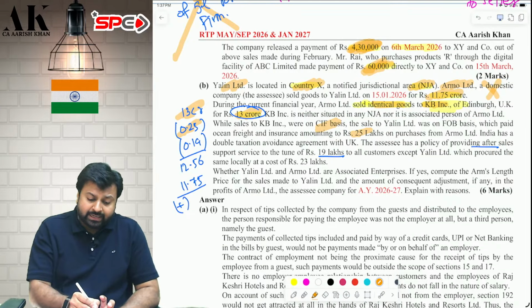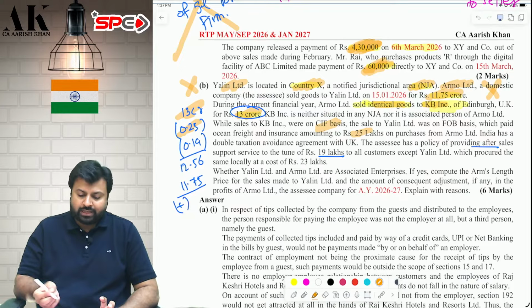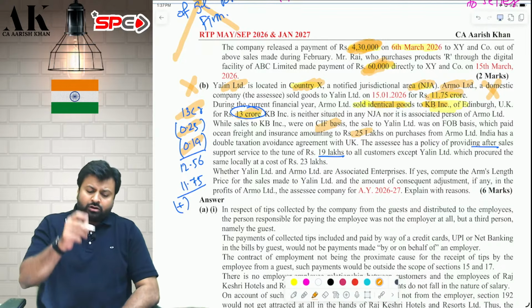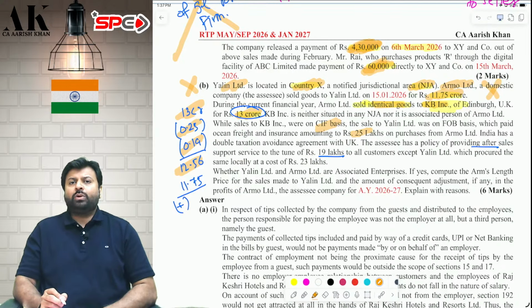Insurance and freight is there. In this 11.75 crore, insurance and freight is not there. And there is some warranty of 0.19 crore, that is 19 lakh. That also you have to reduce. You will get your arm's length price as 12.75 lakhs.